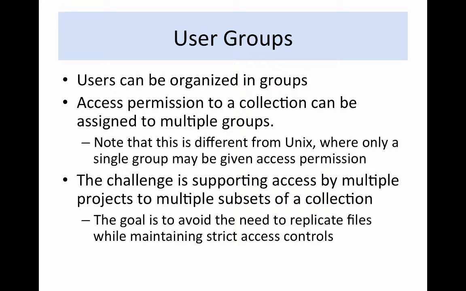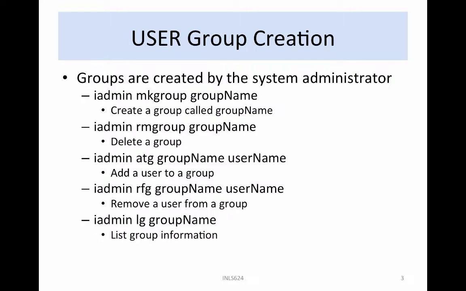data objects. Users can be assigned as members in multiple groups, and multiple groups may be given access permission to a set of files. This capability is needed when projects with overlapping members need access to overlapping sets of data. Note that this is different from Unix, where only a single group may be given access permission to a file. Multiple projects can have access to multiple subsets of a collection without having to replicate any of the files.